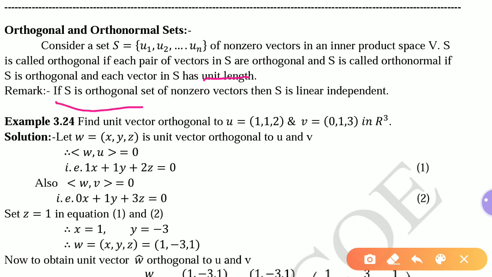Now one remark: if S is an orthogonal set of non-zero vectors, then S is a linearly independent set. We have seen the concept of linear dependence and independence also. So whenever the set is orthogonal, you can claim that the set of vectors is linearly independent. Now an example based on this.